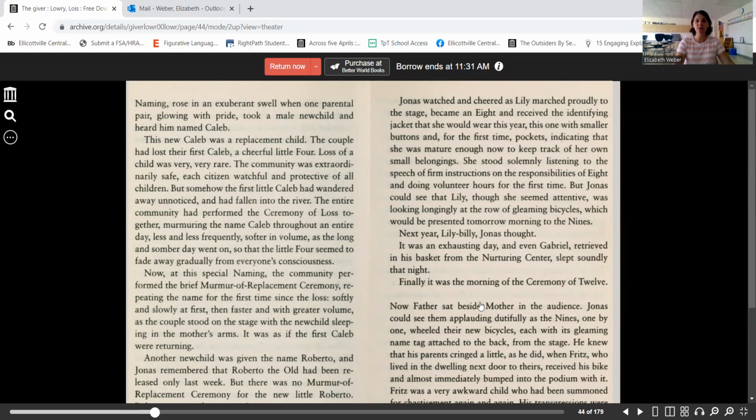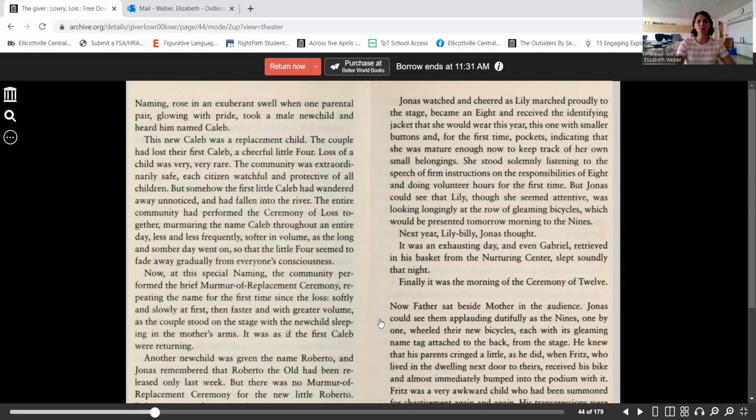Now, at this special naming, the community performed the brief murmur of replacement ceremony, repeating the name for the first time since the loss. Softly and slowly at first, then faster and with greater volume, as the couple stood on the stage with the new child sleeping in the mother's arms. It was as if the first Caleb were returning.